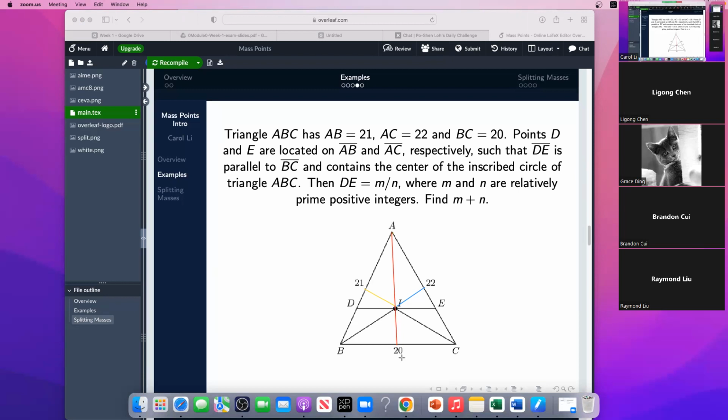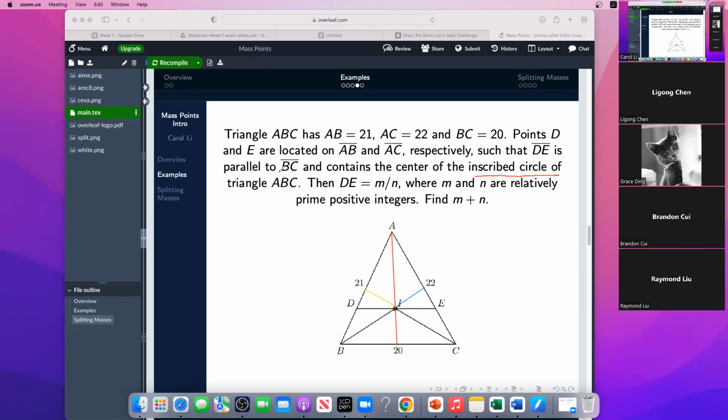Now that I've drawn these 3 lines, we are given AB equals 21, and then D and E are located on AB and AC respectively, such that DE is parallel to BC and contains the center of the inscribed circle of triangle ABC.